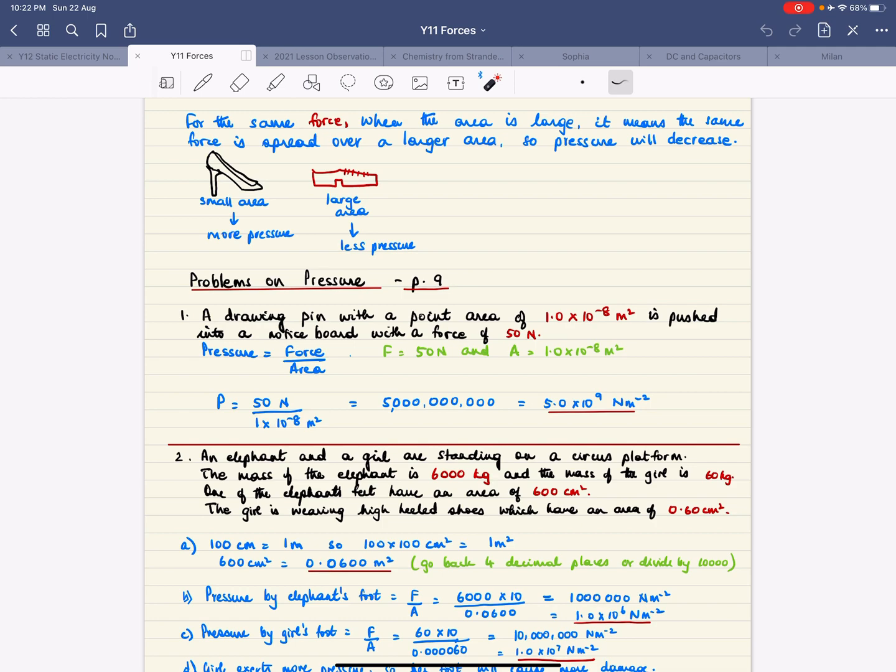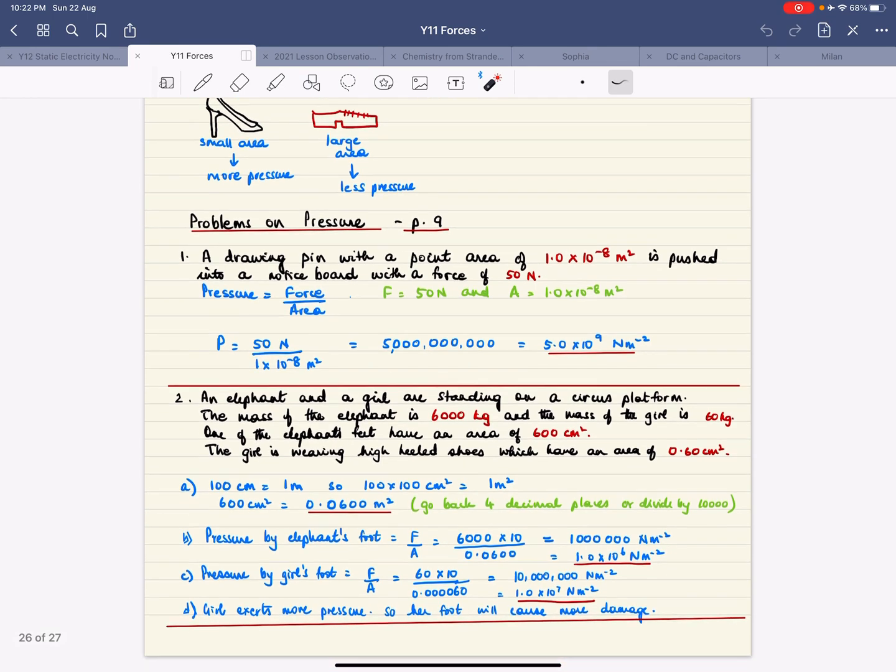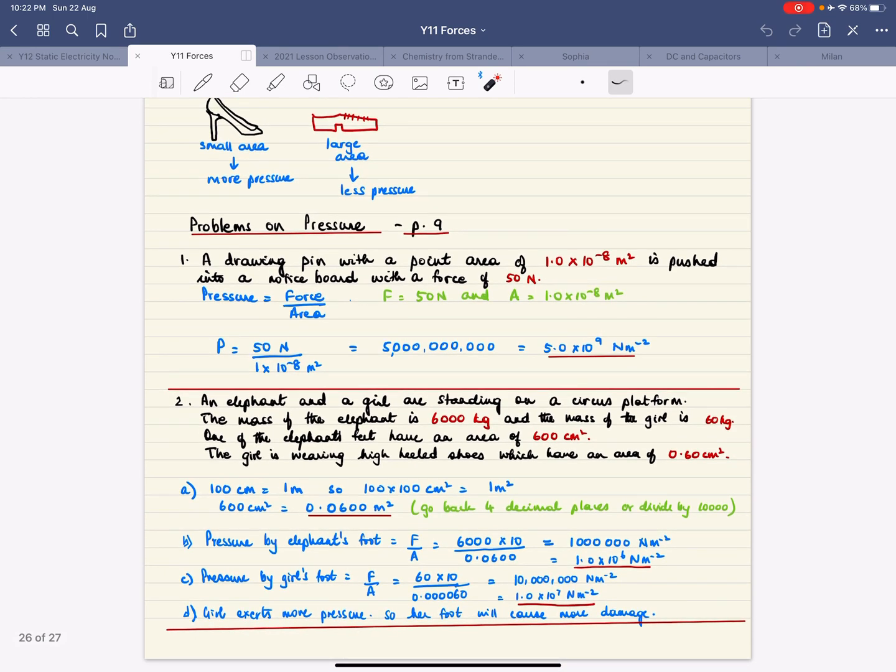And then an elephant and a girl are standing on a circus platform. The mass of the elephant is 6,000 kilograms and the girl is only 60 kilograms. The area of the elephant's feet is 600 centimeters squared, and that of the girl's feet is only 0.6 centimeters squared. Now the first thing is we need to convert the centimeter squared to meter squared.